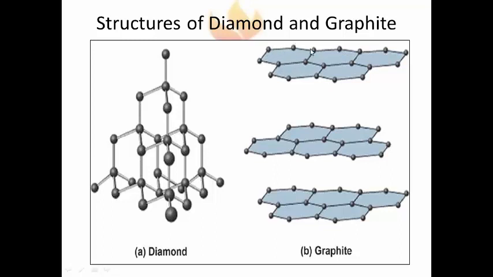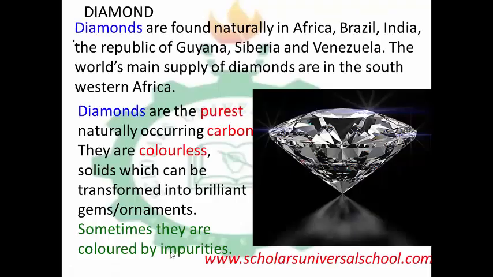Each of these is a hexagon, and this is how they are joined in layers, and you now have the layers over one another. So we say graphite is hexagonal in shape. Then we have diamond as octahedral in shape. So let us consider the allotropes of carbon separately now. First, we'll be talking about diamond.